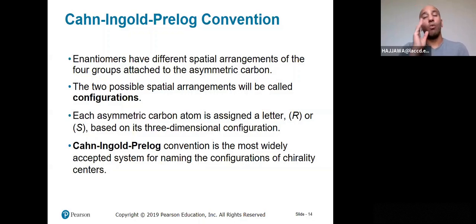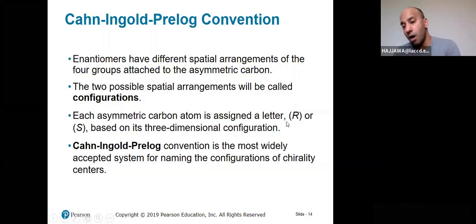The Cahn-Ingold-Prelog convention is what we use to determine R and S of those chiral centers. And again, we don't use R and S for an alkene. We don't use R and S for compounds that are achiral. We use R and S for compounds that have a chiral center in them. The two possible arrangements are usually referred to as configuration. So I could have an R configuration or I could have an S configuration. And let me highlight one thing here. The polarimeter that we talked about earlier has nothing to do with R and S.